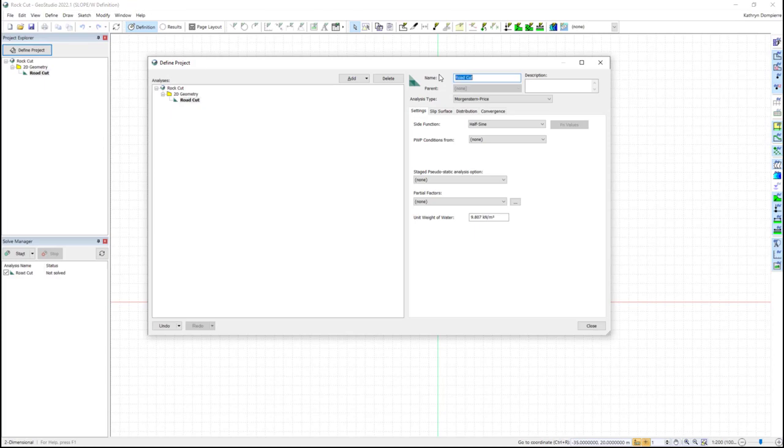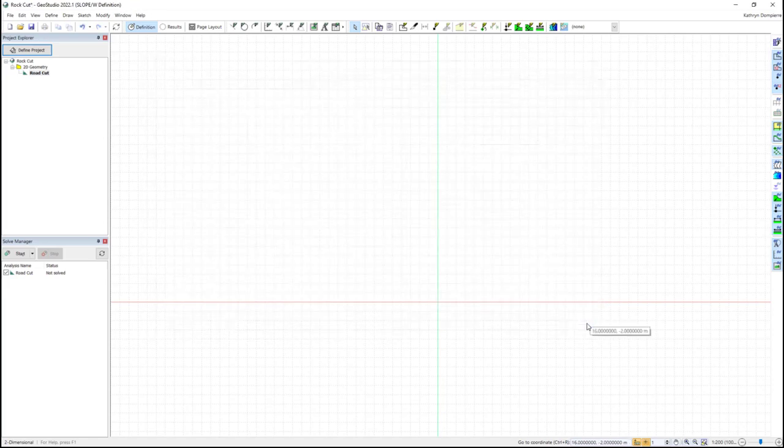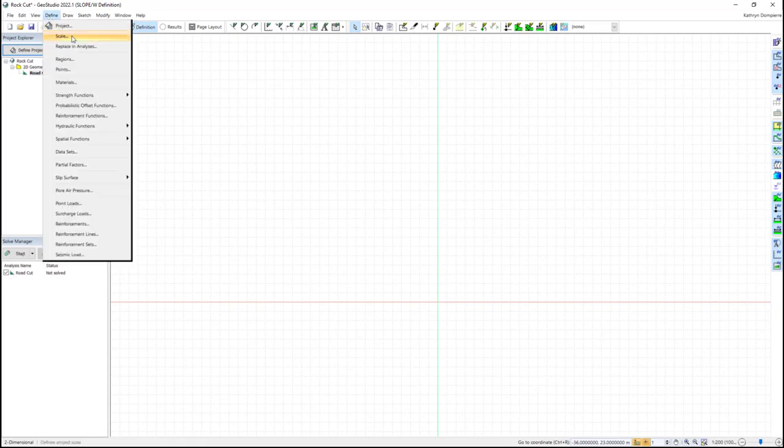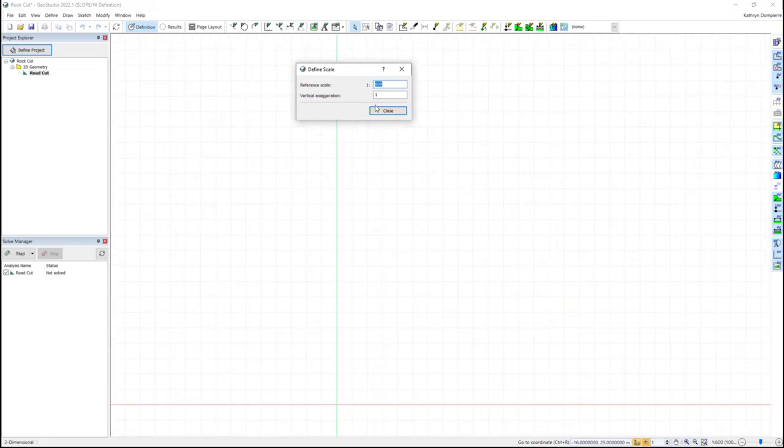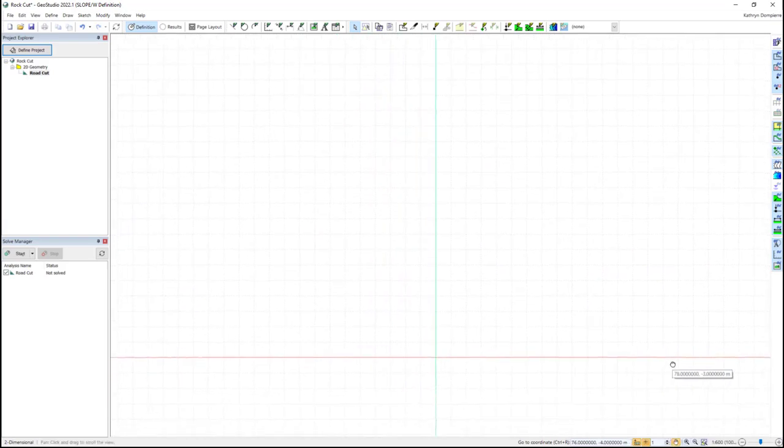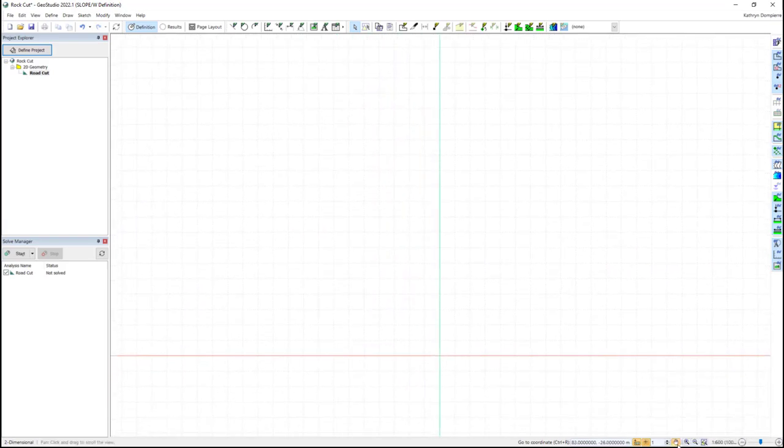I will come back to the Define Project window later on, but first, let's create the geometry for our analysis. I will draw an intact rock mass that is 200 meters wide by 50 meters high. To better view my geometry, I will change the scale of the analysis right away to 1 to 600. I will then draw my rectangular geometry using the Draw Regions tool.